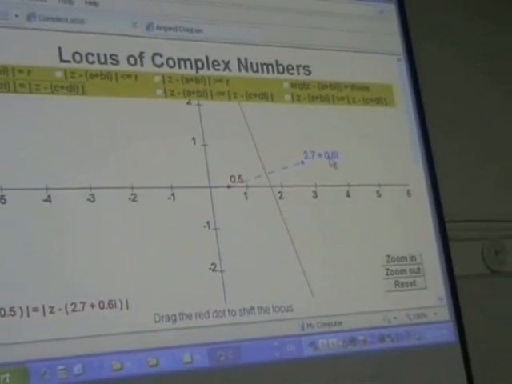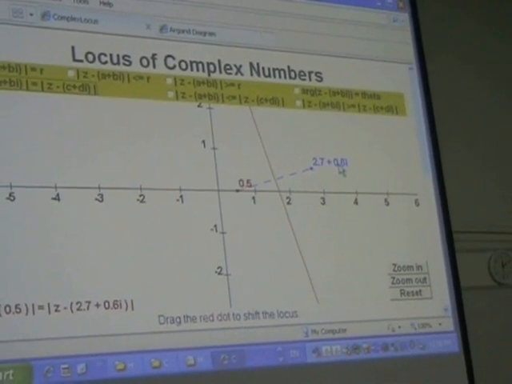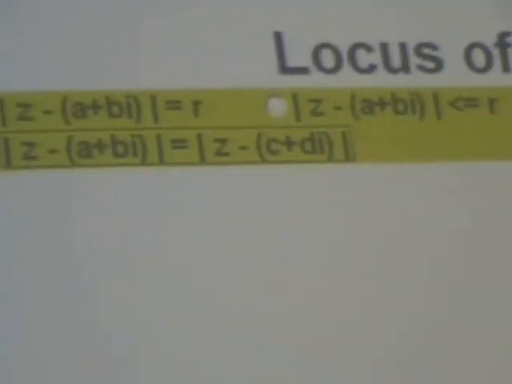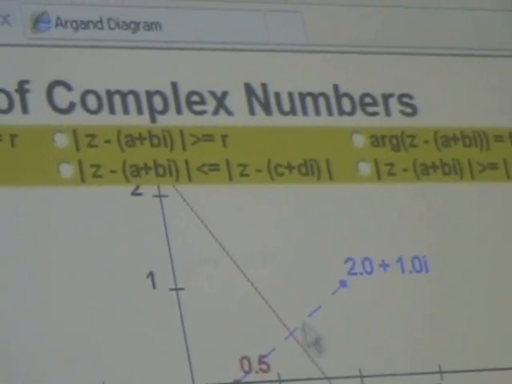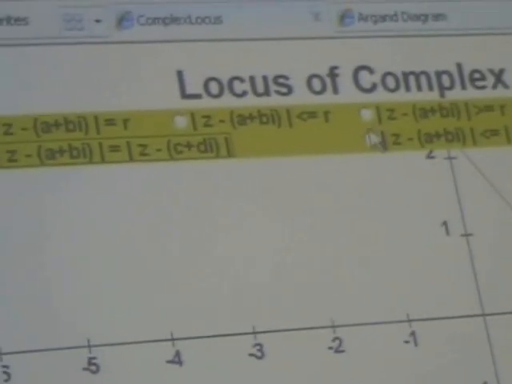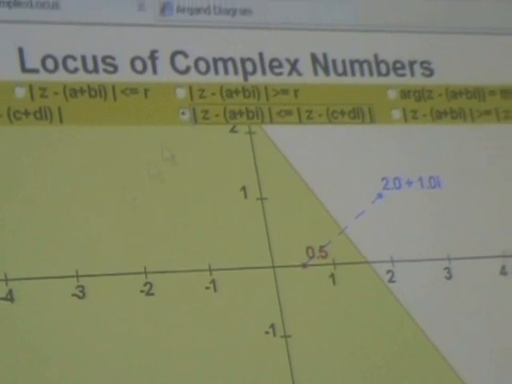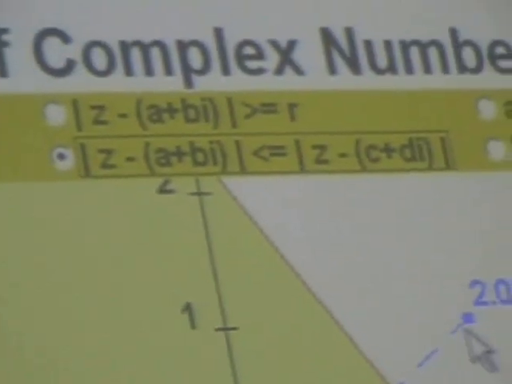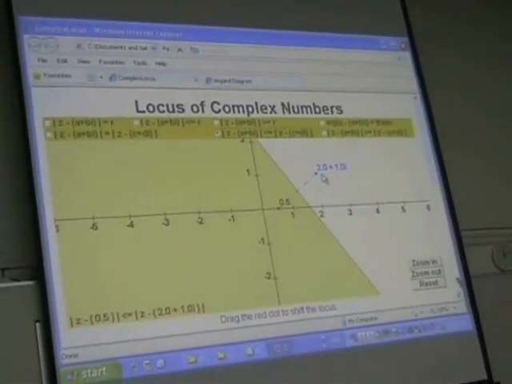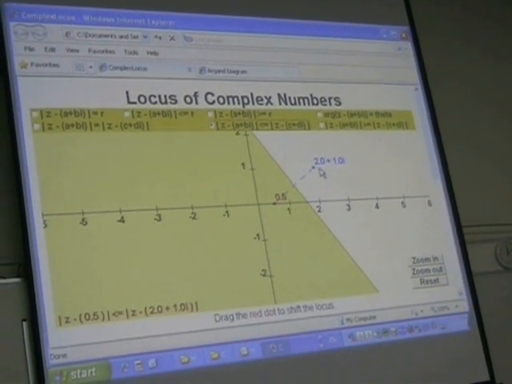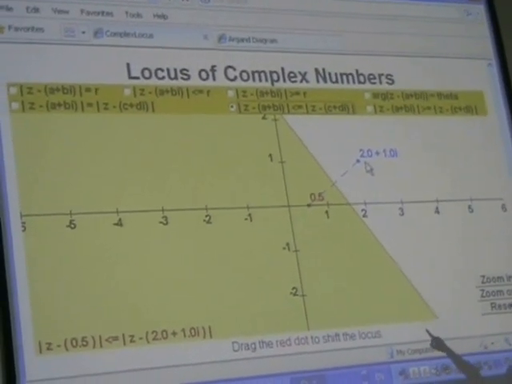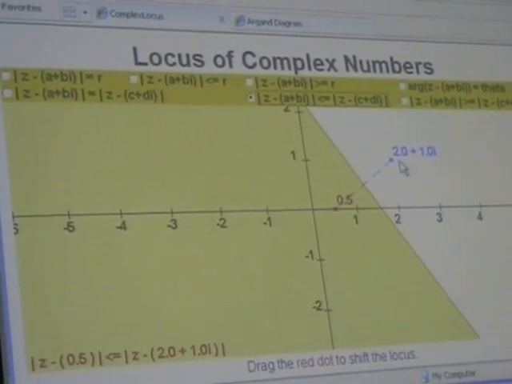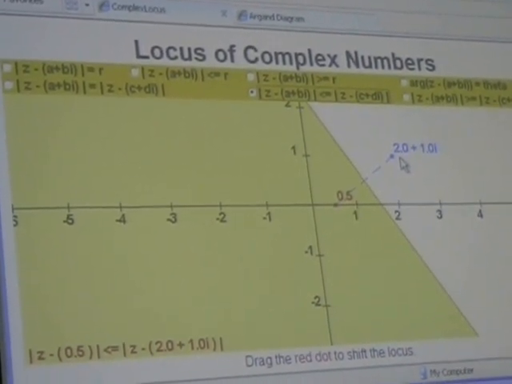What if the perpendicular bisector is not an equal sign? Quiet please. What if one side is a less than sign? Let's have 2 simple numbers: the number half and the number 2 plus i. What if the locus says that the distance from the point half is less than or equal to the distance from the other complex number? Then draw the perpendicular bisector, then shade all the parts that are nearer to these points, because I want all the points which are nearer to half compared to 2 plus i.